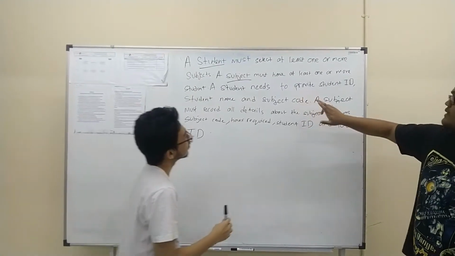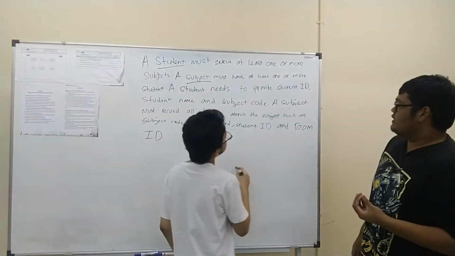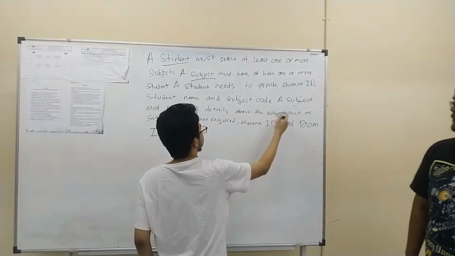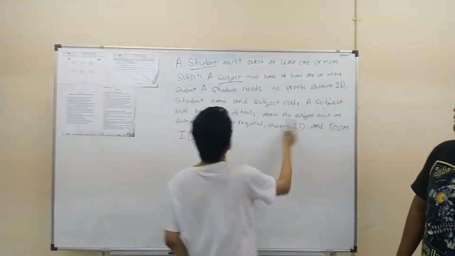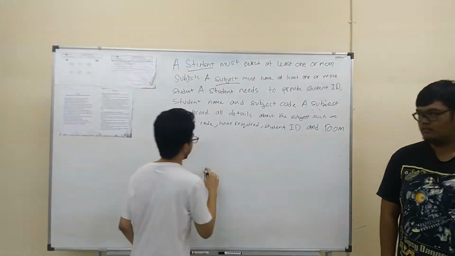After finding the entities, we have to find the attributes for the entities. Under student will be student ID, student name, and subject code, while underneath subject will be subject code, hours required, student ID, and room ID.